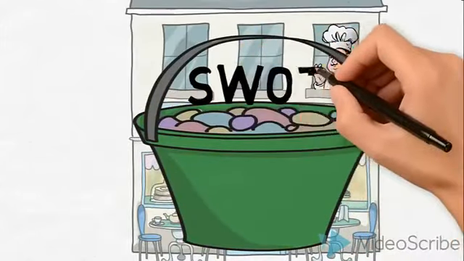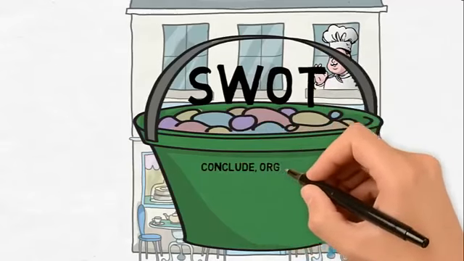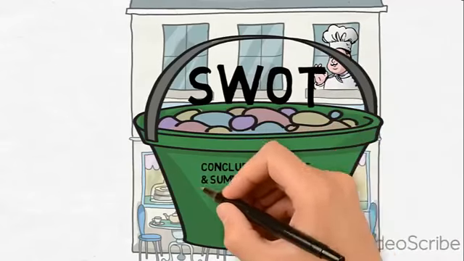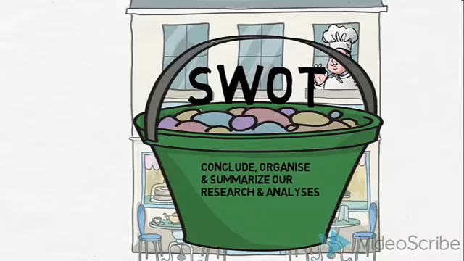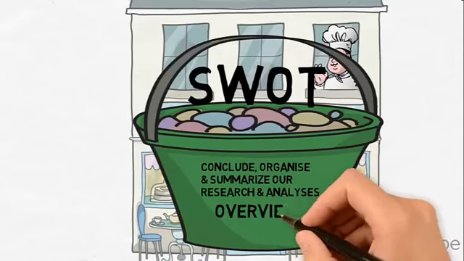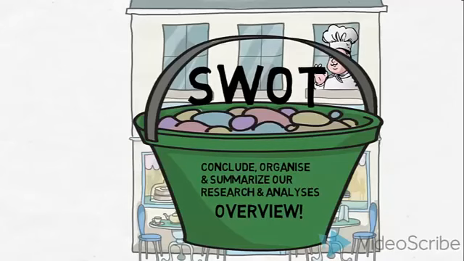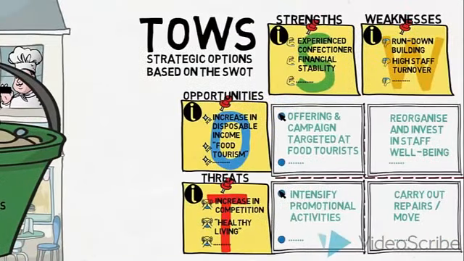So, the SWOT is a useful tool to conclude, organize and summarize our conducted research and analysis. It provides us with a good overview of what our findings mean to the French cafe. And the TOWS is a useful tool for taking the next step of generating strategic options, possible actions we can take based on our findings.